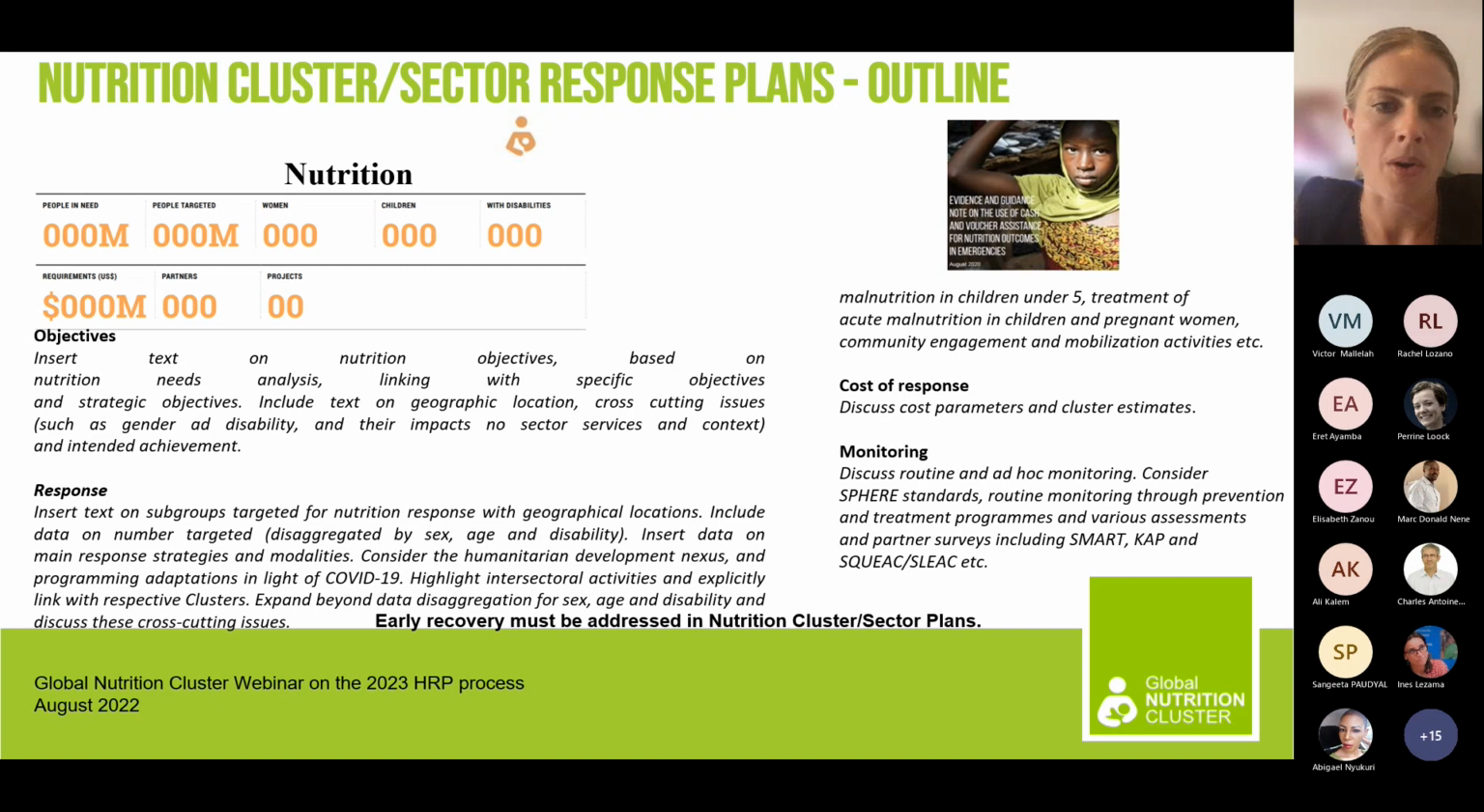For the paragraph on monitoring, here you need to include key information on your monitoring plans, taking into consideration AAP and the sphere standards. You can also share information on routine and ad hoc monitoring and include a description of various assessments and partner surveys. For guidance on the selection of indicators, you can refer to Table 1 of the Nutrition Needs Assessment Guidance, which lists the core nutrition indicators and the repository of indicators available in the Nutrition Humanitarian Needs Analysis tool. Also in the Nutrition Needs Analysis tool, you will find that a monitoring tab has been added to better support you with this process.